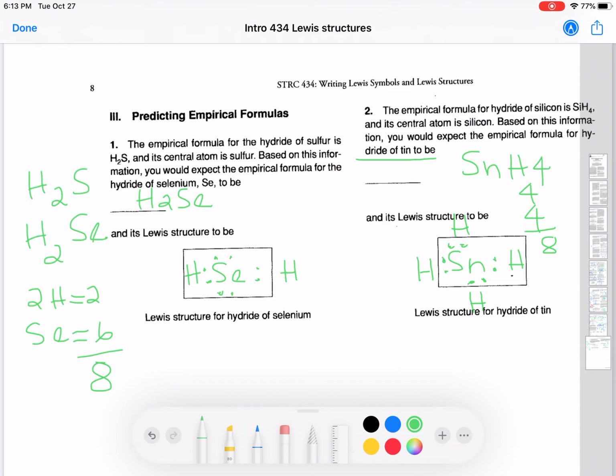Okay, so it's a little bit long one, but with this you have some practice as to how to write the Lewis structures. Okay, and we're gonna elaborate on this even more in general chemistry 1. Okay, with the lecture and the labs.